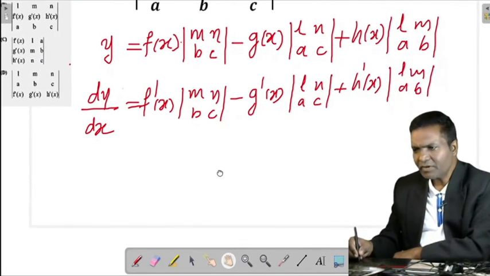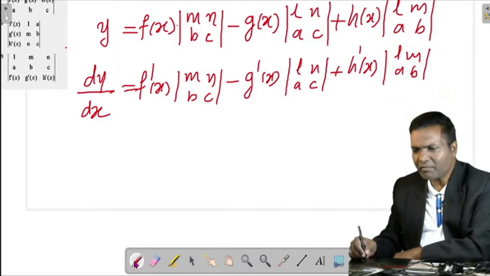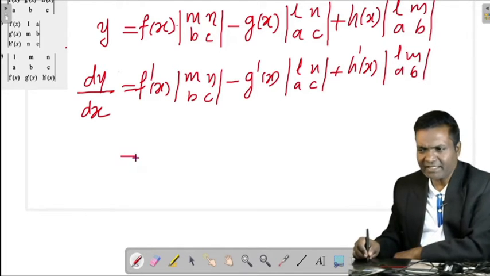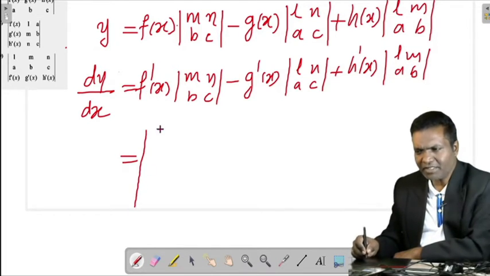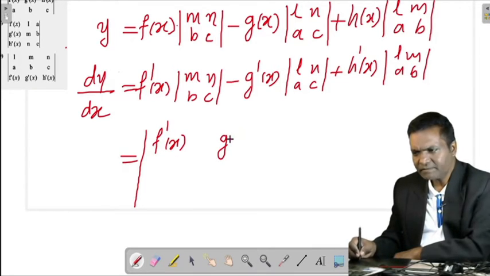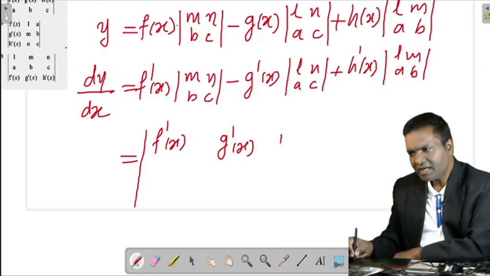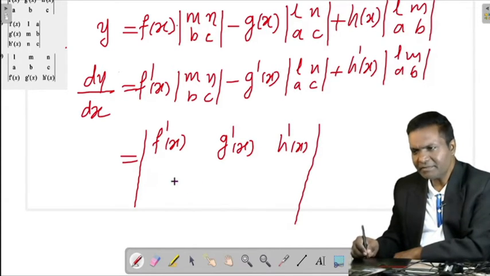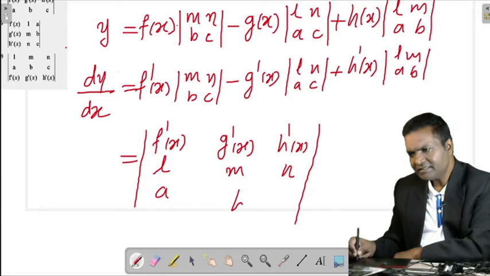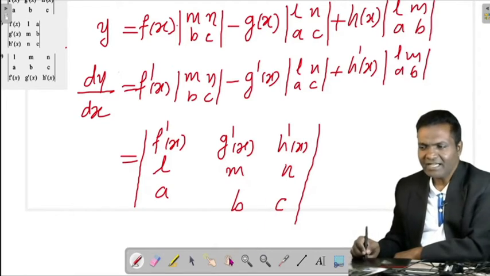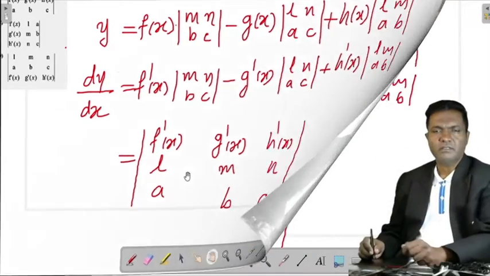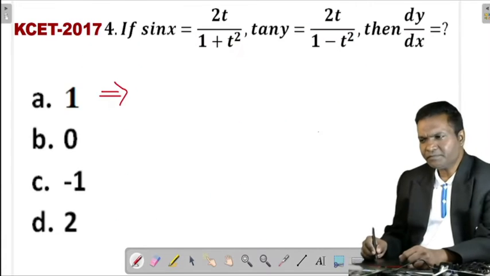Yes. Now can you put this in the form of determinant again? Yes, we can. This can be put in the form of determinant f dash, g dash, h dash of x, and this remains as it is. L, m, n, a, b, c. Now this is your option. Let's move on to next question.